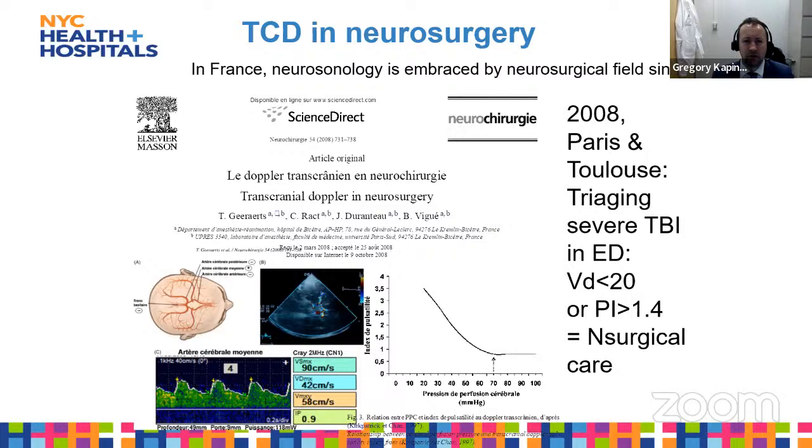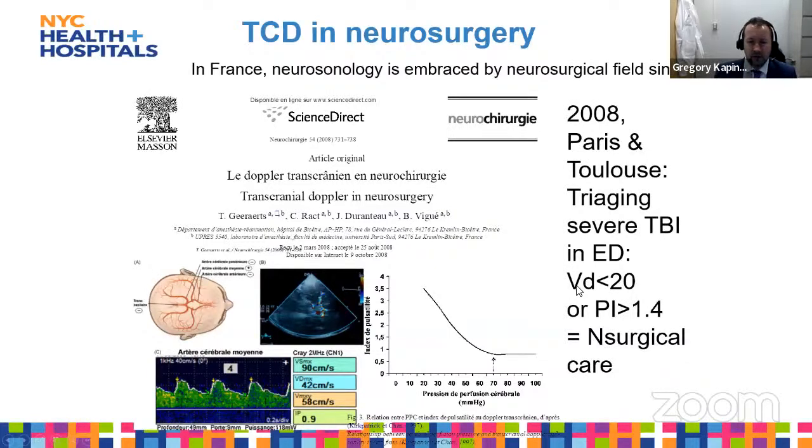And Paris and Toulouse together published their cohorts of patients in which they were using TCDs to triage severe TBI in the ED. All those patients subsequently got an EVD, but they were saying, can we detect which ones will really be high on the subsequent ICP placement and on the subsequent ICP value once they have a probe in their brain measuring that. So sorry for the French here, it says VD, that stands for velocity diastolic.